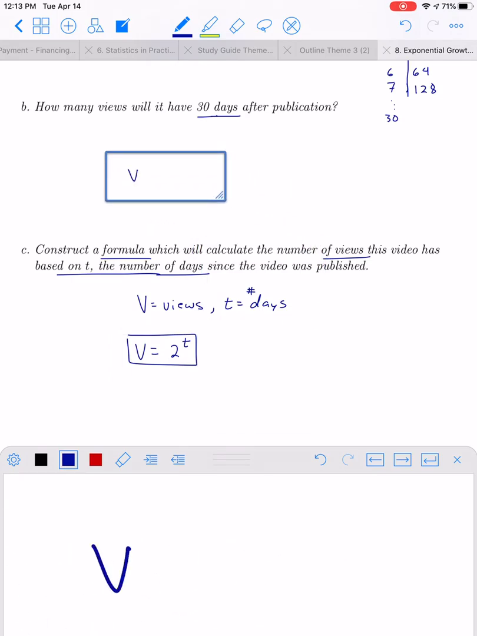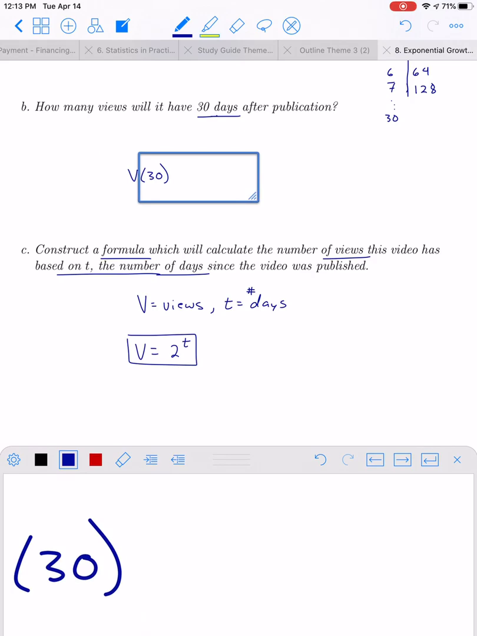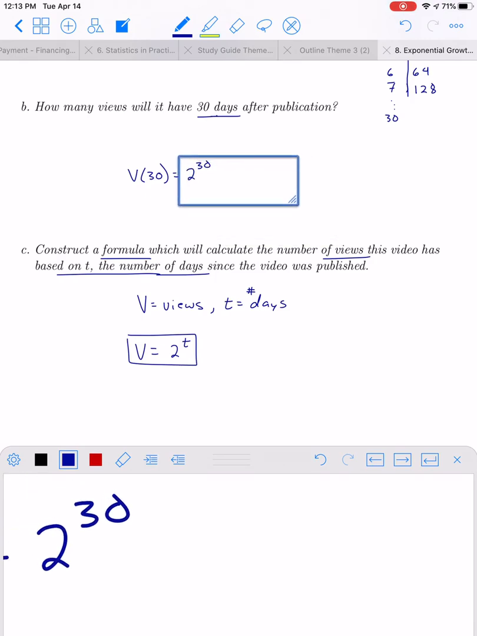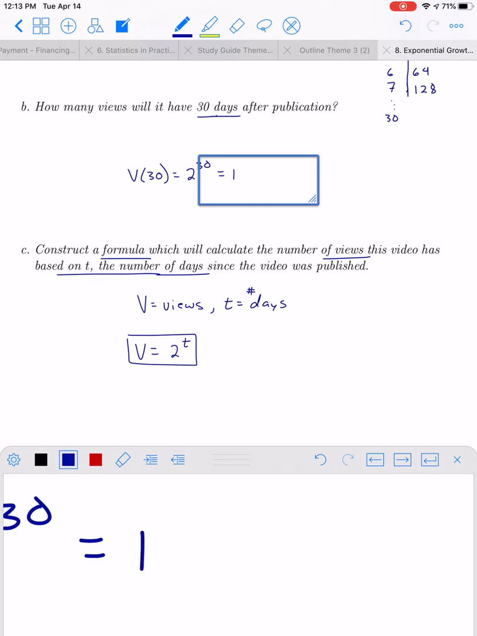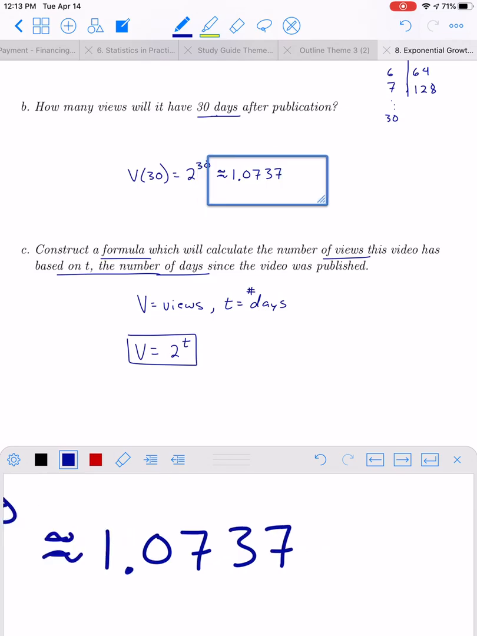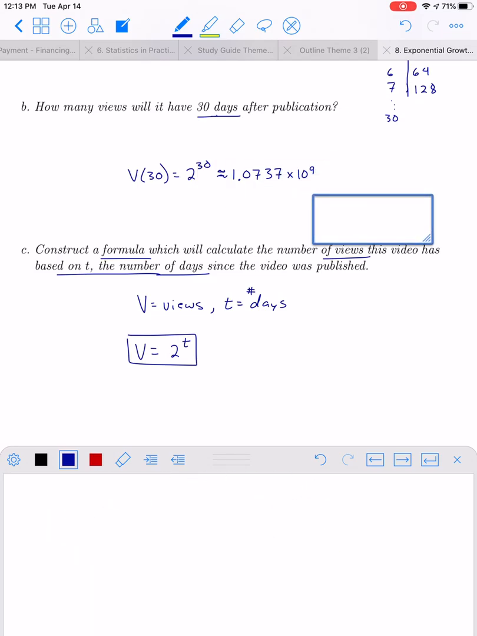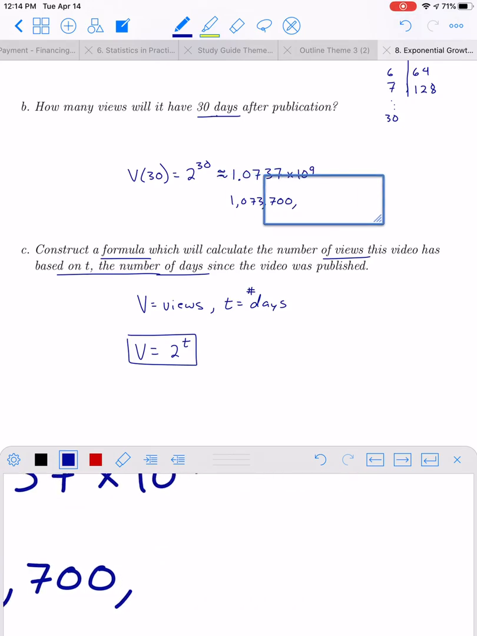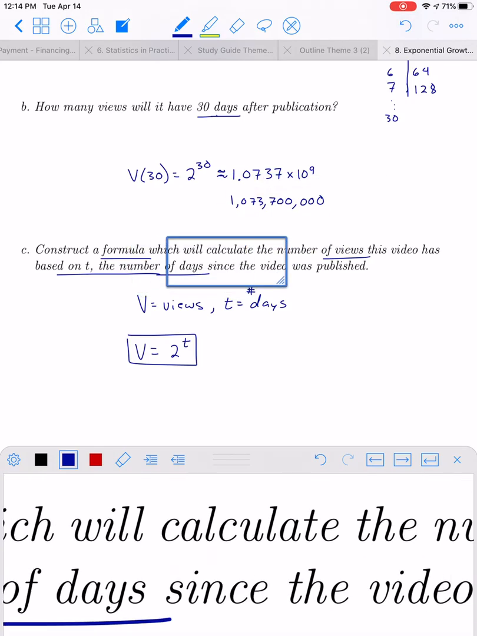Now when we want to know what happens 30 days later, the number of views when t equals 30, or 30 days later, is 2 to the 30th. We just plug in t right here. t equals 30. And that's actually equal to quite a bit, actually. It's approximately, because I've chopped off a little bit, 1.0737 times 10 to the 9th. So that's 1.0737 billion views. That's one way to think about it, or we could write it as that many. Either one of these is fine.